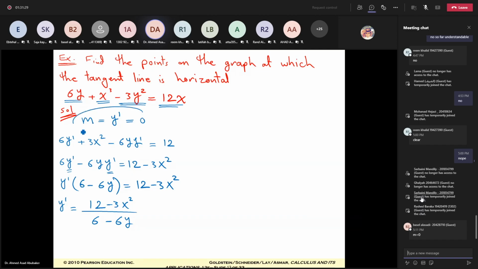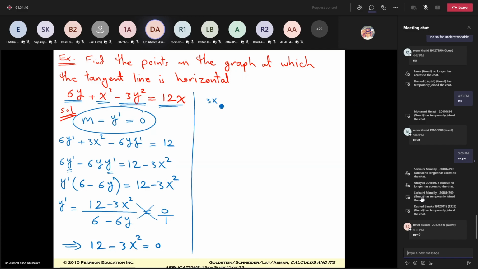This is equal to 0, so this is over 1. After cross product, we have 12 minus 3x squared equal 0. So 3x squared equals 12. This means x squared equals 4, so we have x equal plus or minus 2.